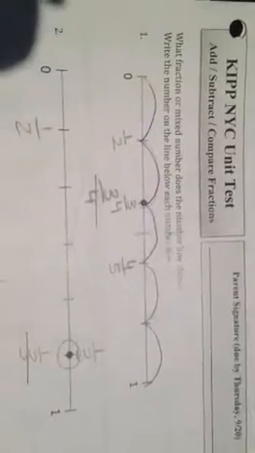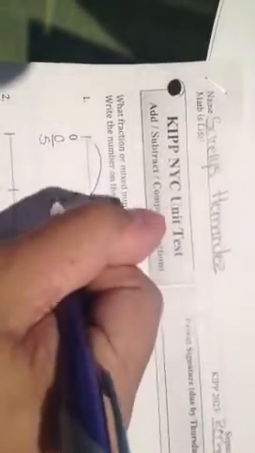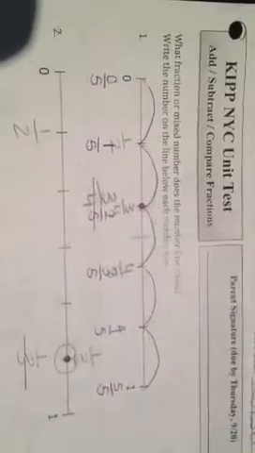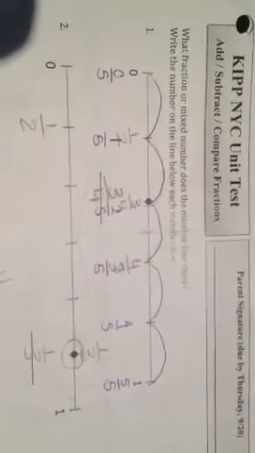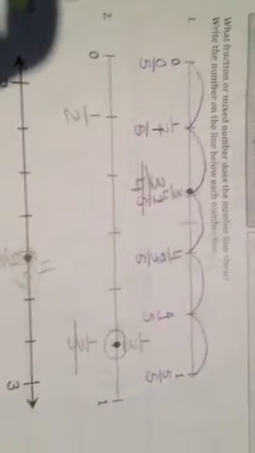Once you count the number of jumps between the whole, that's your denominator for all of them. So you go 0/5, 1/5, 2/5, 3/5, 4/5, 5/5. Just like that. Okay? Your denominator stays 5 and you just change the numerators.